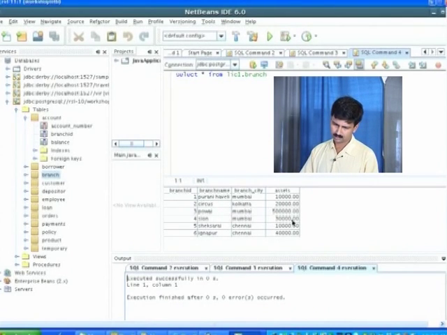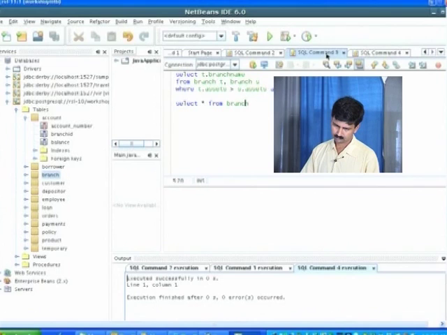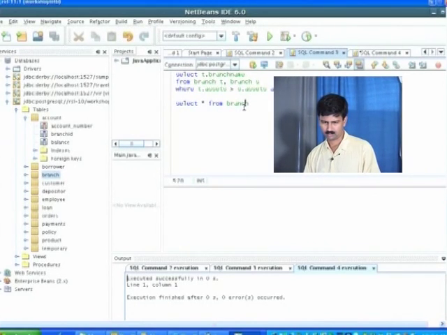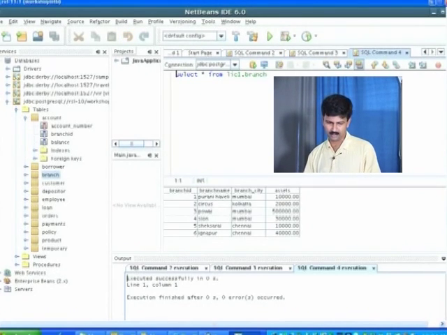Okay, Mumbai has 30,000. Where did we get all of those? Yeah, but Mumbai had just the one branch. So T dot assets greater than S dot assets. Yeah, there is a cross product. Then you will find all those which are greater than some S, where the S must be in Mumbai.